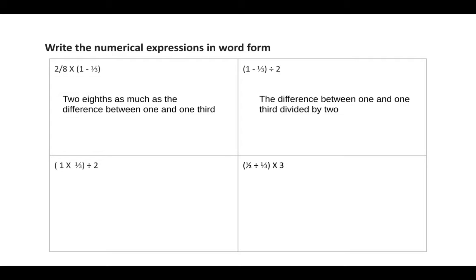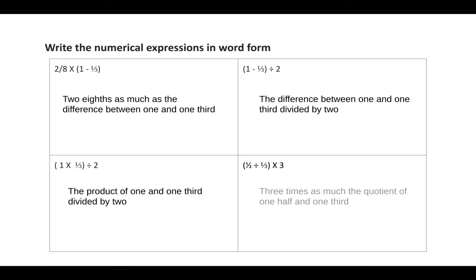Okay, and in the third box, it's very similar to the second box. However, within the parentheses, we're looking at a multiplication symbol. Multiplication symbols mean that we're looking for the product. So the product of 1 and 1/3 divided by 2. And then the final box, 3 times as much, the quotient of 1/2 and 1/3.